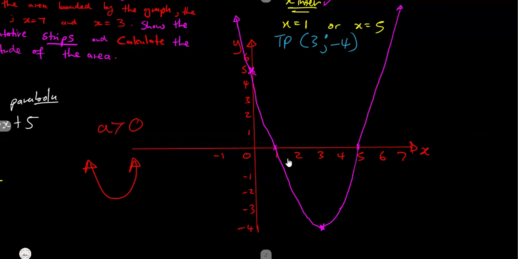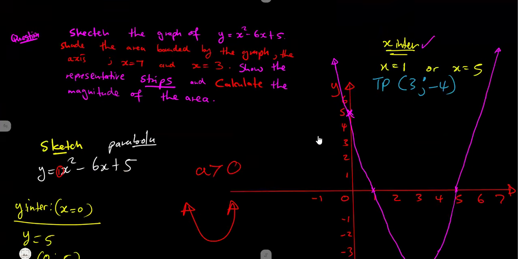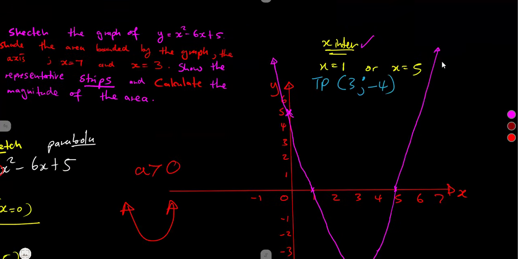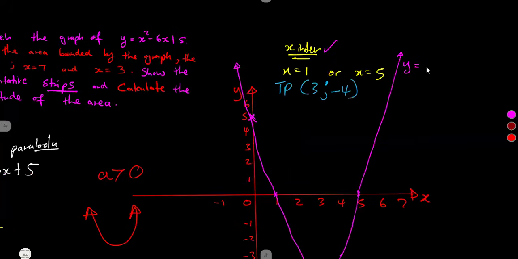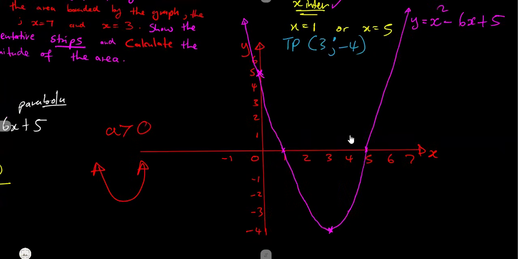The graph of what? Y is equal to x squared minus 6x plus 5. All right, this is what we're supposed to have. But because we are given conditions where the area is going to be calculated, what are those?